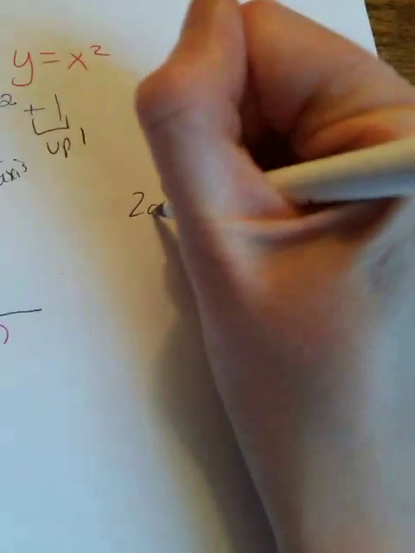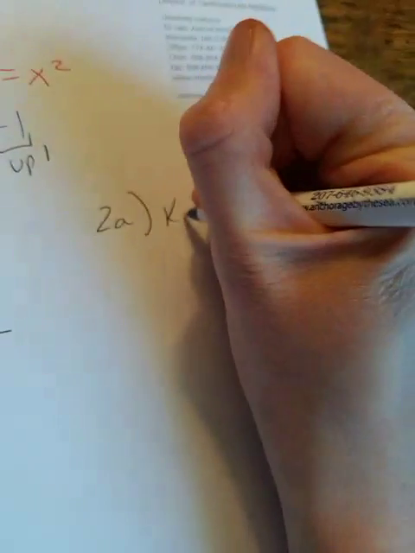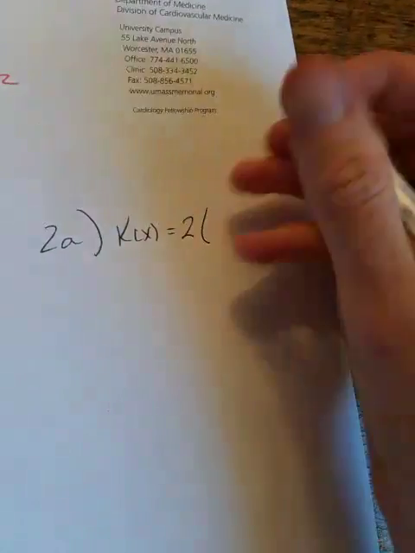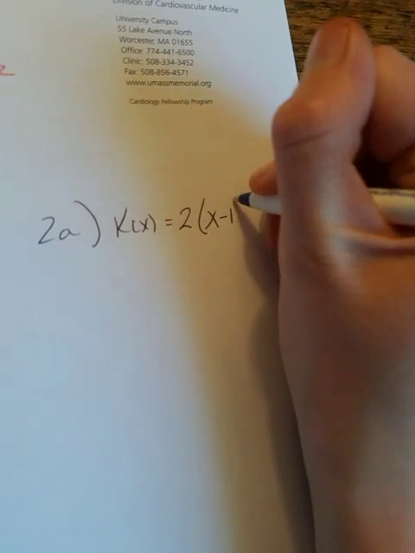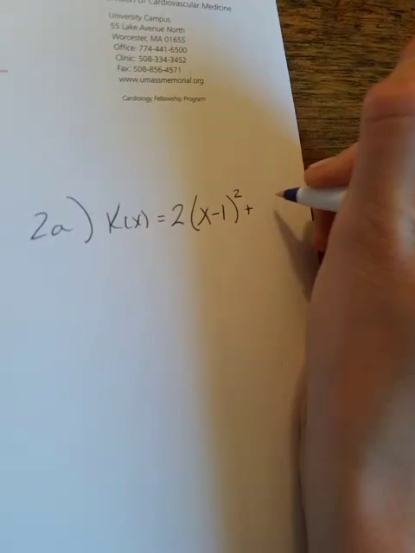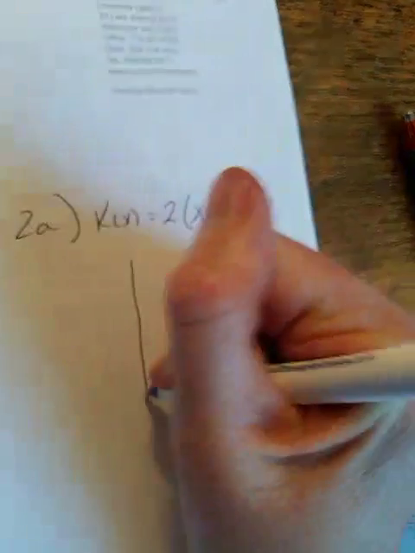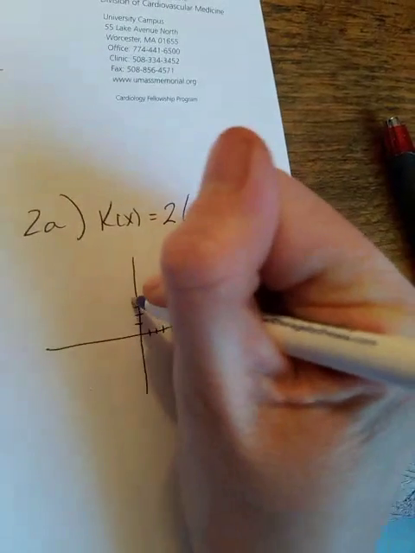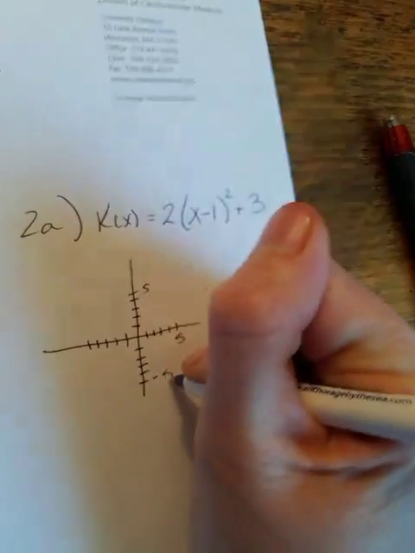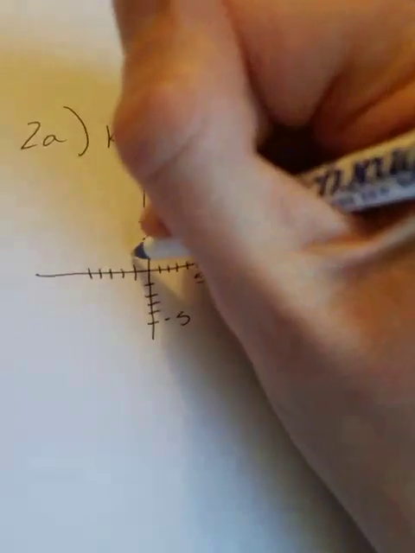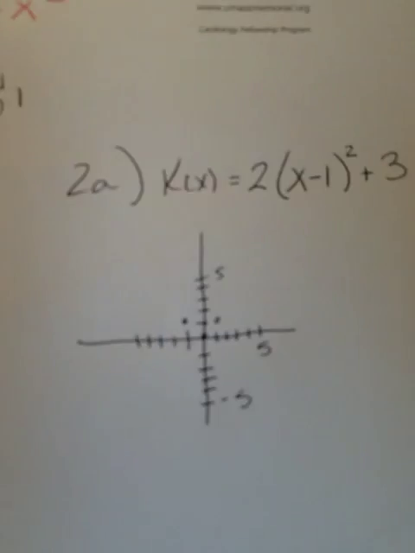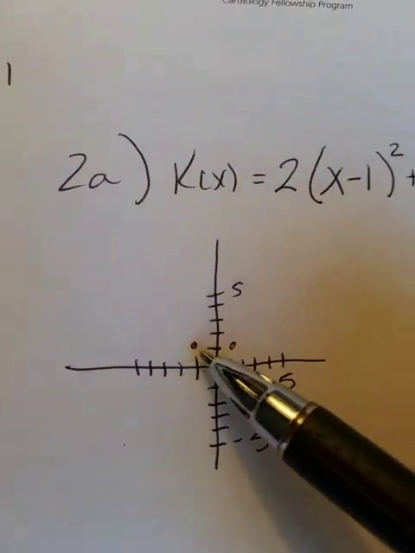Let me do one more for you. We'll call it 2a. So if you had k of x equals 2 times, I try not to make the numbers too crazy, x minus 1 quantity squared plus 3. Okay, 1, 2, 3, 4, 5. Okay, so the parent function is at negative 1, 1, 0, 0, and 1, 1, and I know it's the U shape, it's the parabola, but I just put those there as a visual.